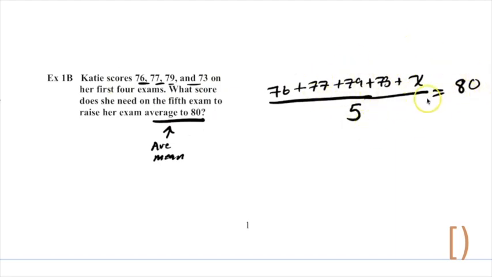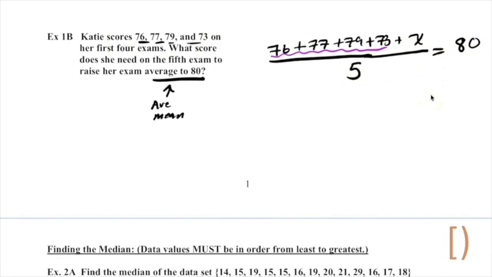We just have to solve this problem. So if we use a calculator, that's going to be 305. So 305 plus X over 5 equals 80. Now, next, we want to get this X by itself, but we've got to get rid of the 5 first. We've got to get rid of this dividing thing first.